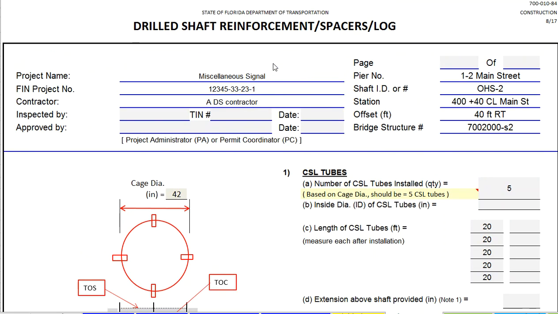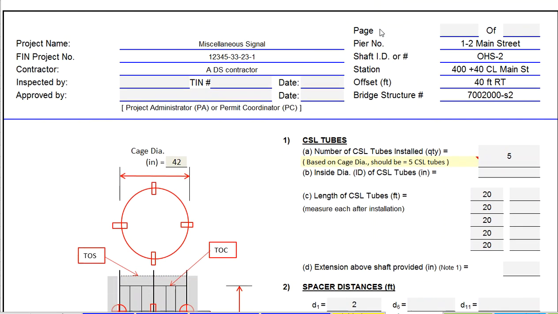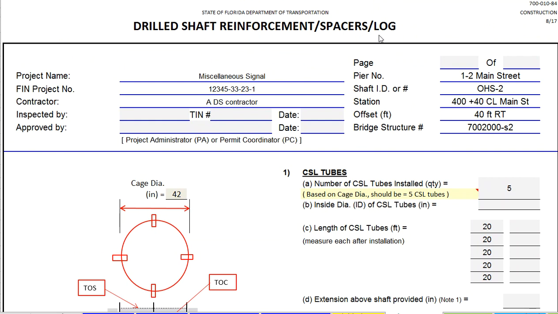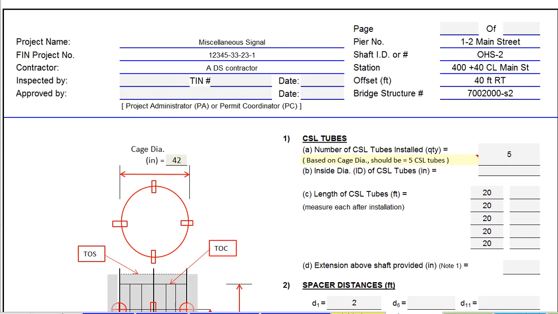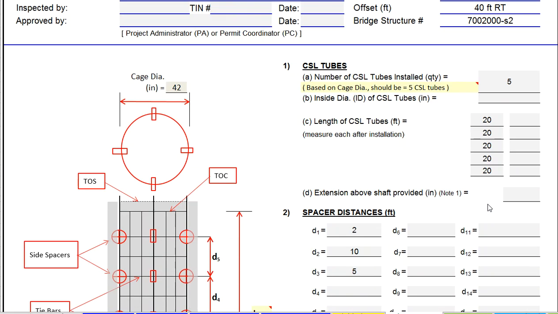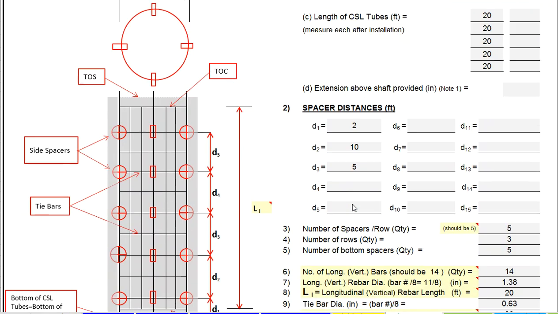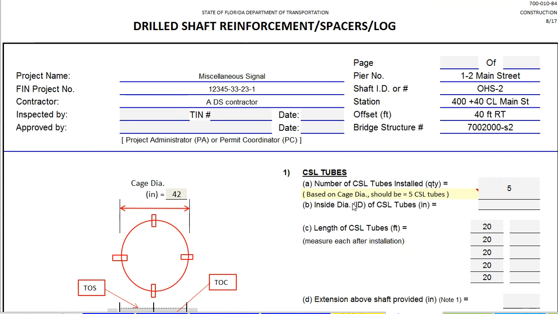Now let's talk about the drill shaft reinforcement and spacers. You will use this form for documentation on a very important part of the shaft, which is the amount of reinforcement that was used, the actual rebars and tubes that were used in the construction of the shaft.